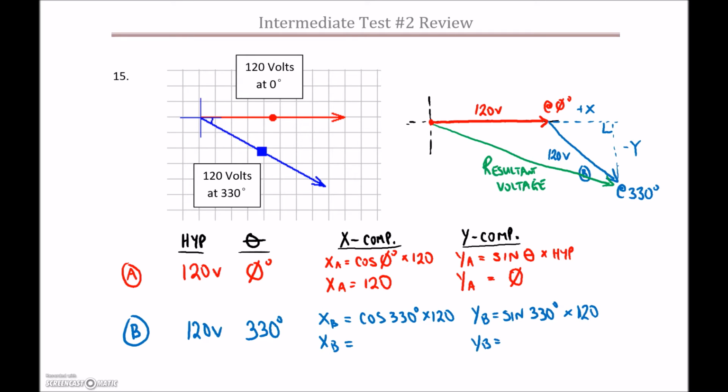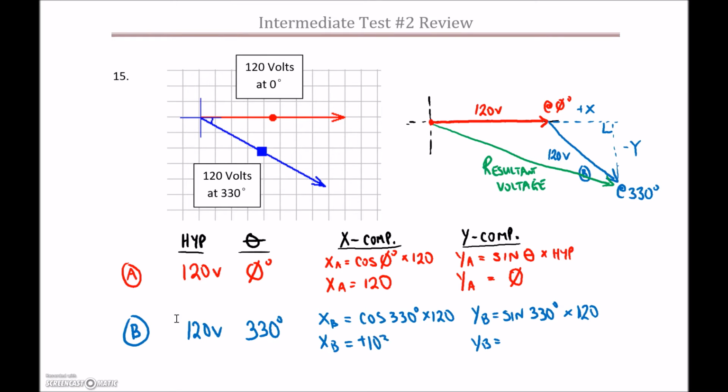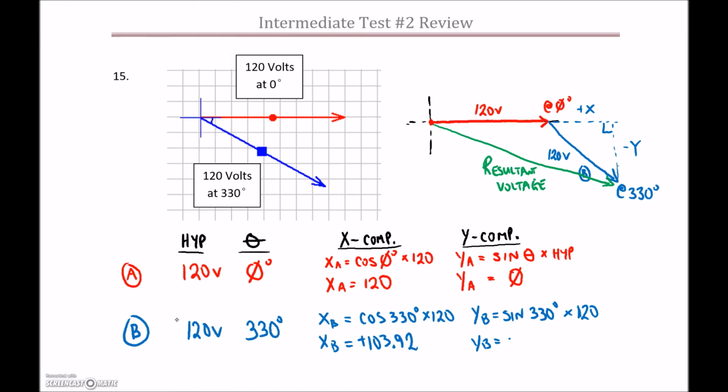So we bring up the calculator and we'll do those. All right, so cos of 330, close brackets, times 120 volts. Gives me 103.92, so that's again a positive value. And let's do the y component here. So we'll do the sine of 330, and we'll multiply that by 120. And that gives us negative 60. Beautiful. So that matches with what we predicted there.